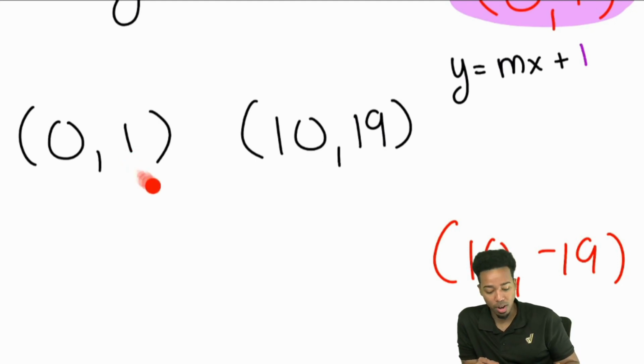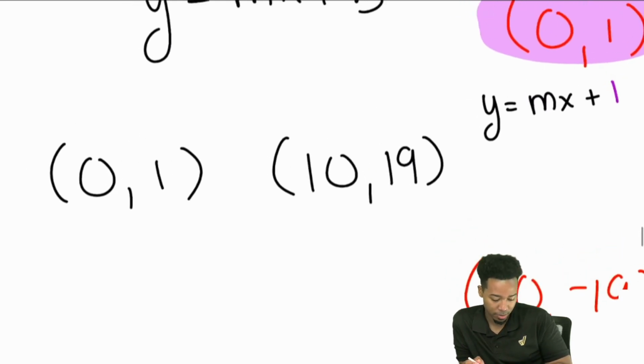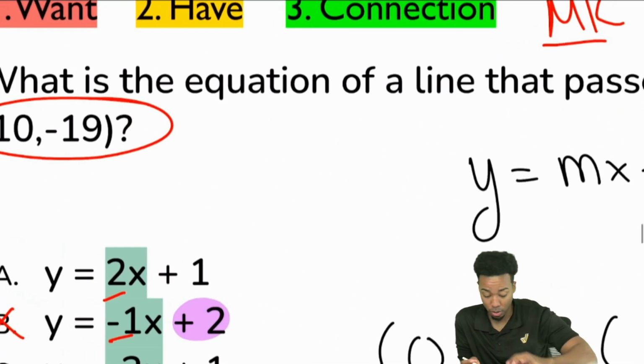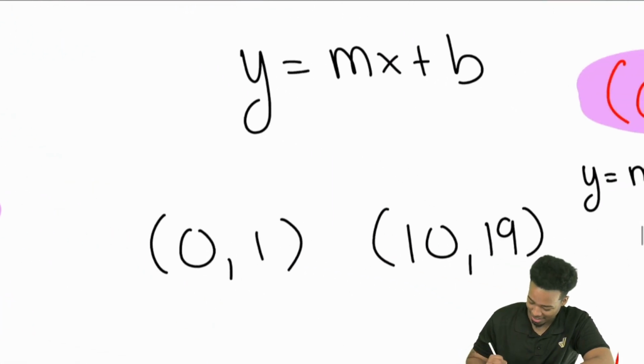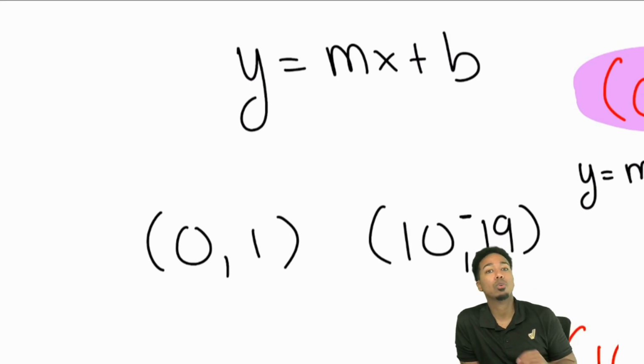Everybody, what's happening on the y? When we go from 1 to 19, are we going up or down from 1 to 19? Oh, let me see, negative 19? Appreciate you, thank you. Saving my life right there. That's negative 19, I'm going to write that right there. Great.